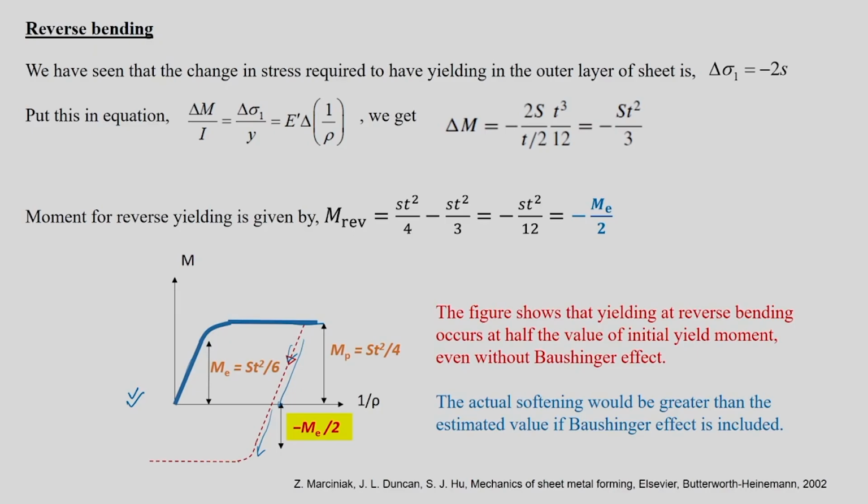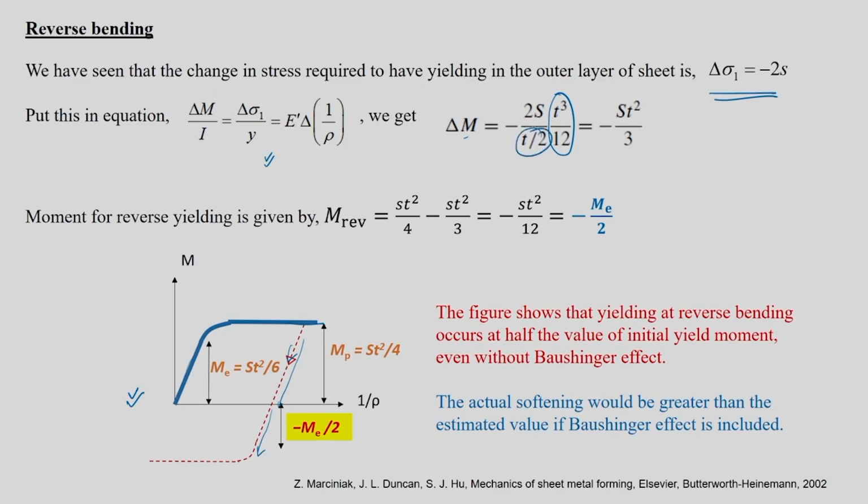So, the question is, we have seen that the change in stress required to have yielding in the outer layer of the sheet is of course del sigma equal to minus 2S. Now this del sigma 1 is equal to minus 2S, if you put it in this equation we know already. So, we need to see this del M. What is the value? Del M is nothing but I into del sigma 1 by y. I is nothing but t cube by 12, and y is of course t by 2.